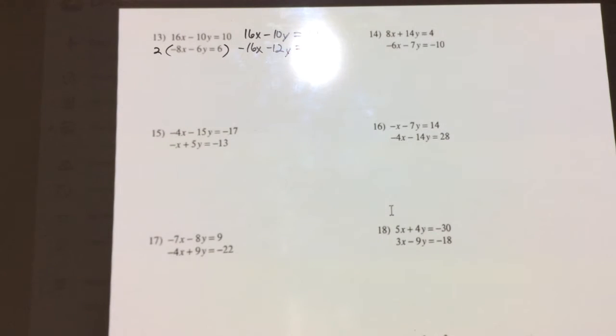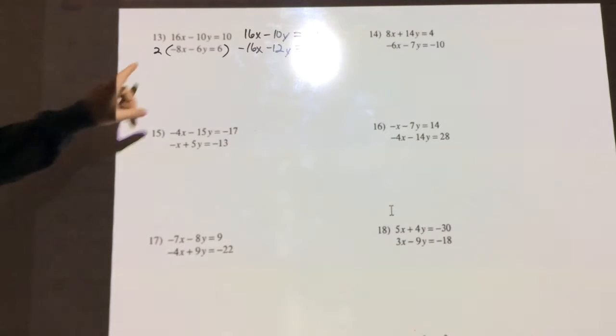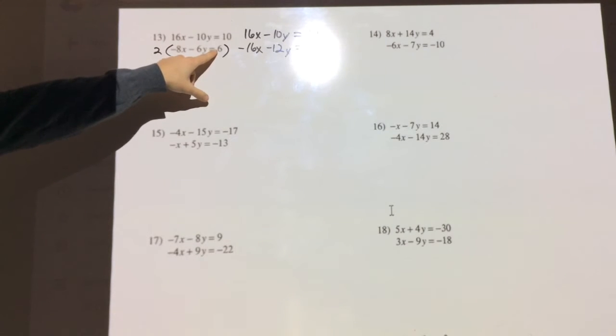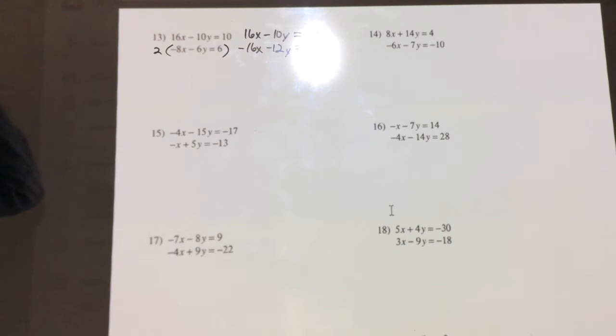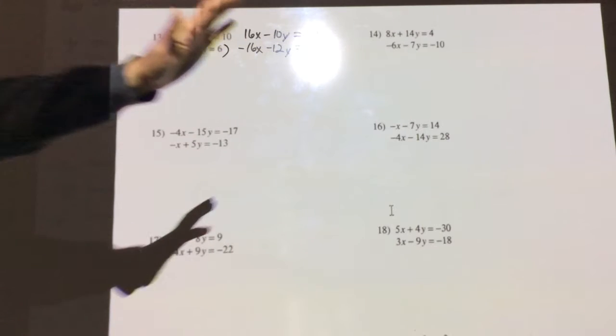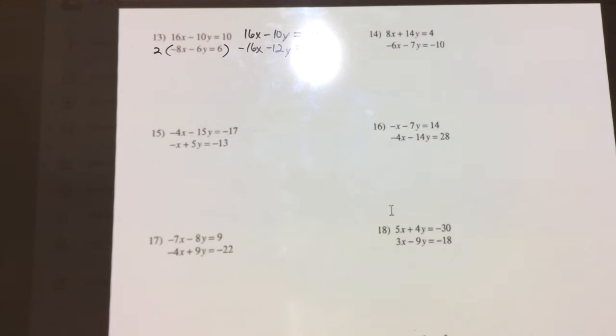The biggest thing I noticed from later classes is that students were not multiplying after the equal sign. They were leaving that number the same. You got to multiply the whole entire thing. If you don't multiply the entire thing, it's going to be wrong.